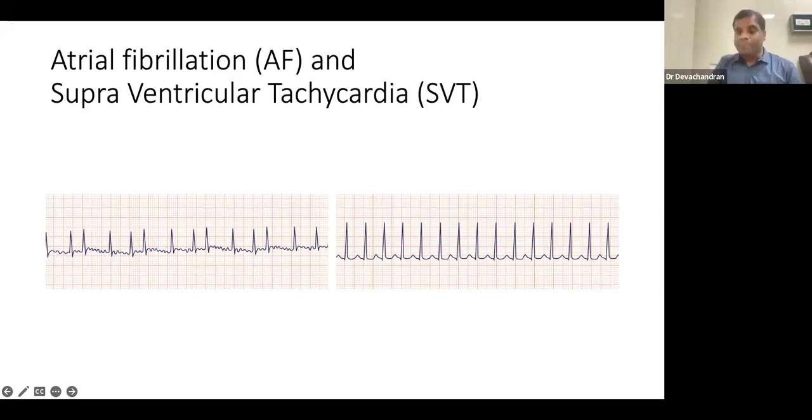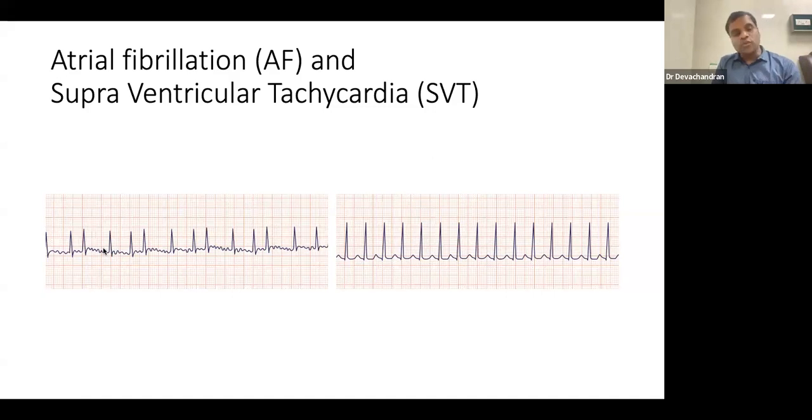Number 4, is it narrow or broad? Is the QRS narrow or broad? You can see it's only 2 small squares. So it's narrow complex regular tachycardia. If it is narrow complex, the impulse has to originate from the atria. So this is supraventricular. Supraventricular is impulse originating in the atrium. So it is called supraventricular tachycardia.